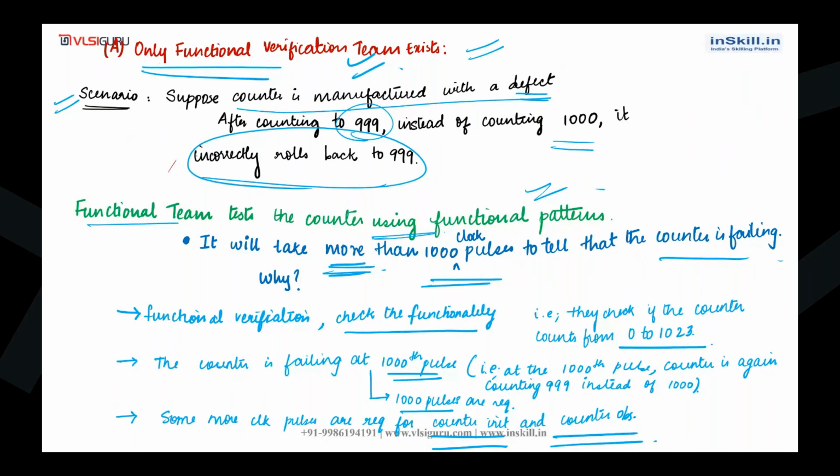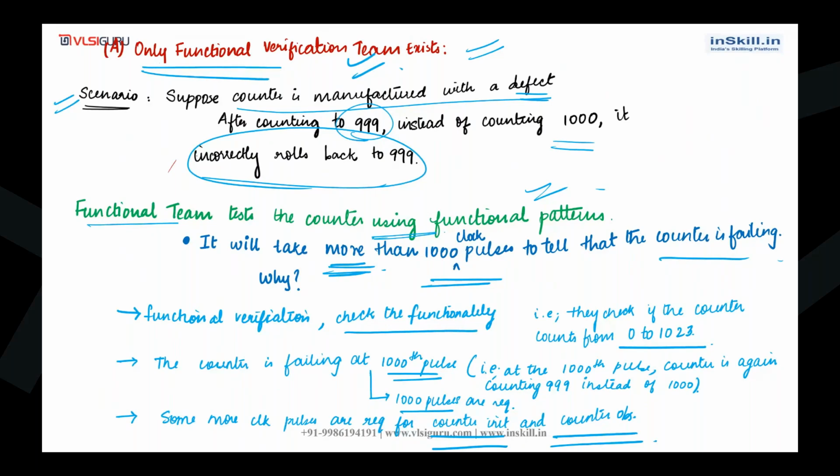The counter has to be brought to the initial state, then the output of the counter has to be taken to some register, and the register has to be read. That's why some more clock pulses will be required for counter initialization and observation. So the functional verification team will take more than 1000 clock pulses to tell that the counter is failing.